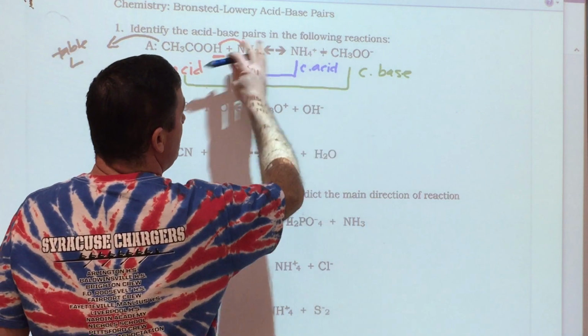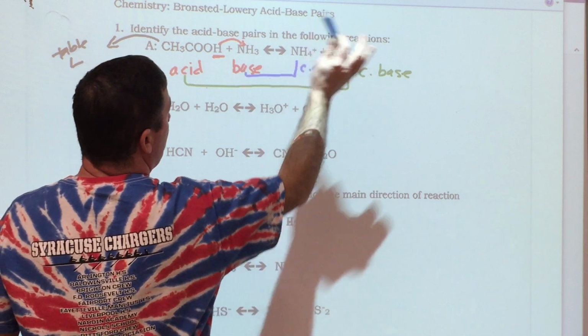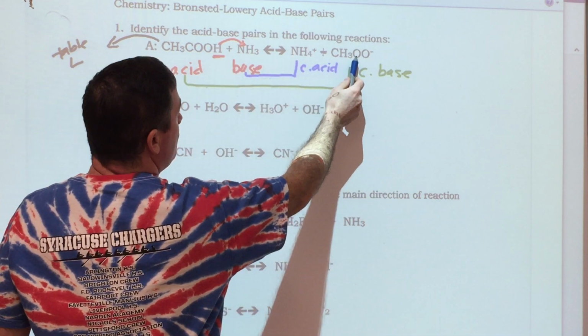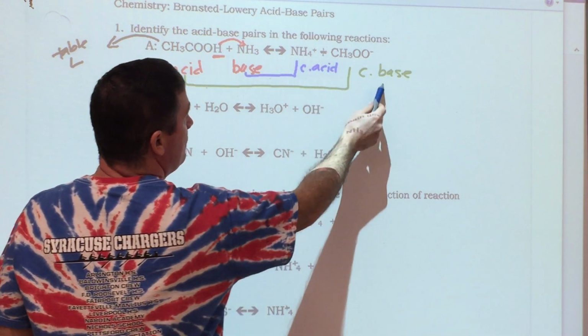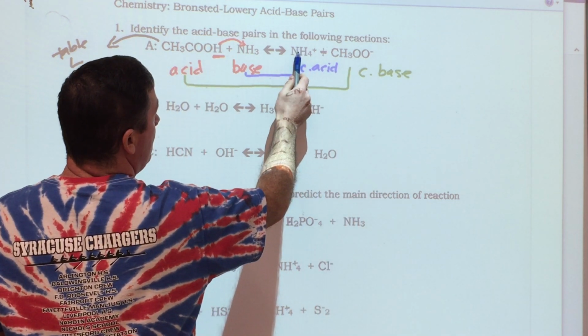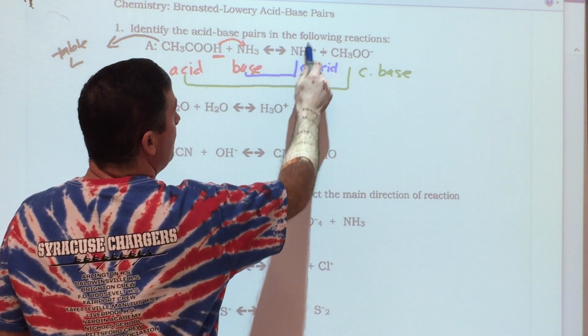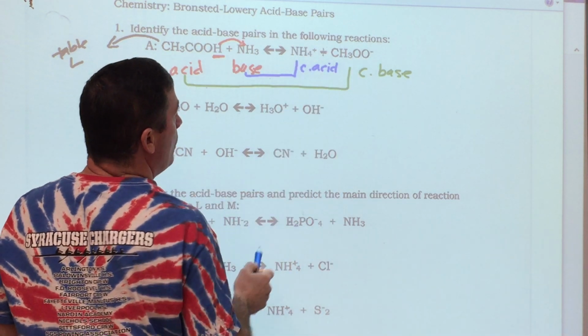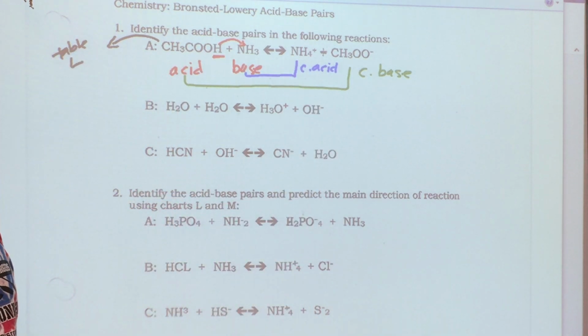So let's think of it this way. If these two combine to form these, if we're going from right to left, this will accept the hydrogen, and if it's an acceptor, it's a base, and this will donate the proton or the hydrogen ion to this, and a proton donor is called a conjugate acid or just an acid. Okay? Let's do one more.